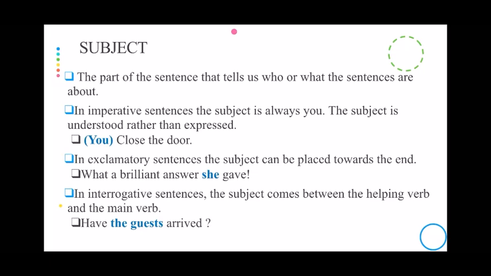In interrogative sentences, the subject comes between the helping verb and the main verb. Have the guests arrived? So interrogative sentences we know are sentences which ask questions. So here we are asking the question that have the guests arrived? Have is the helping verb. The guests are the subject who are going to arrive. Arrive is the main verb. So interrogative sentences, we have the helping verb, then the subject and then the main verb.